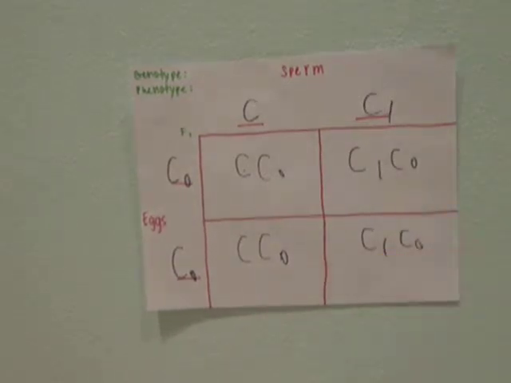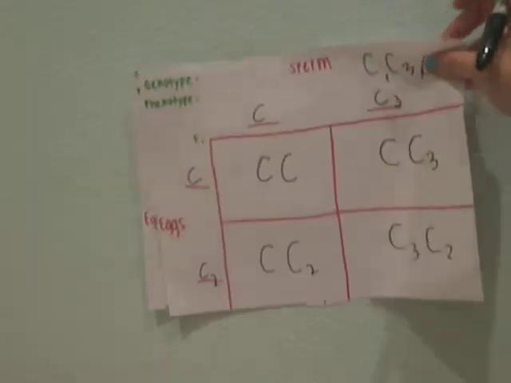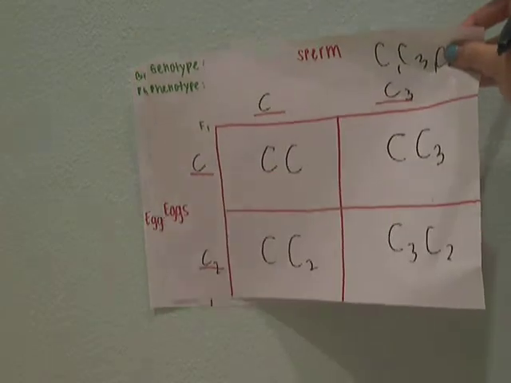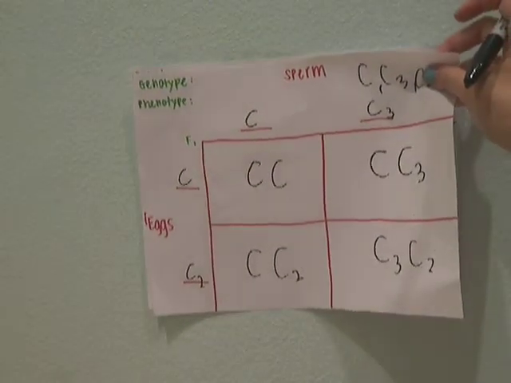This way, between both of these Punnett squares, all the alleles are being passed on to the next generation.